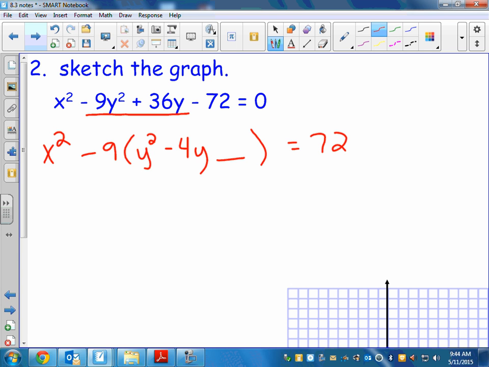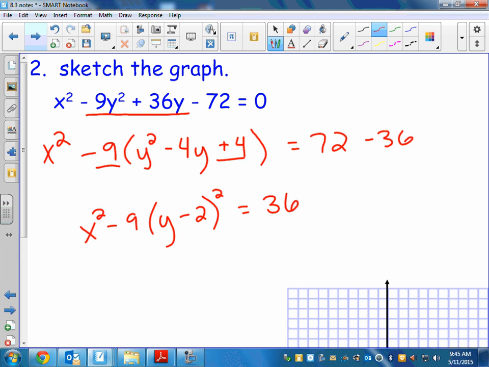If you did the ellipse homework from 8-2, it's very similar. The only difference is we're going to end up with a subtraction sign in the middle instead of an addition sign. So to complete the square, half of negative 4 is negative 2 squared, which is 4. But remember what you put on the other side. You have to multiply 4 times that negative 9. So you're really putting a negative 36 over here. And then that would just become y minus 2 squared. And then that would be 36.